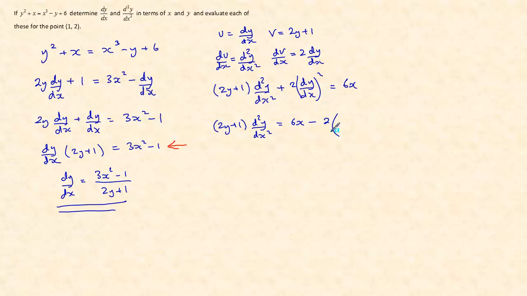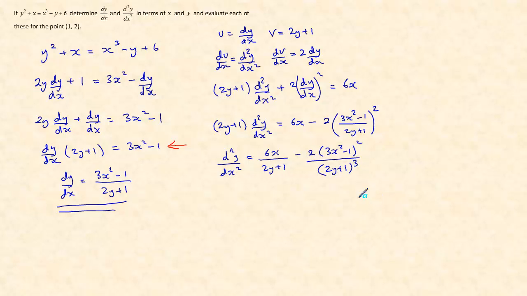Well, that's 2, and we know dy/dx is this, (3x squared minus 1) over (2y plus 1), all squared. So d²y/dx² is going to be 6x over (2y plus 1), take away twice (3x squared minus 1) all squared over (2y plus 1) cubed. And let's leave that one there. We could tidy it, common denominator and all that sort of stuff, but let's not do that.